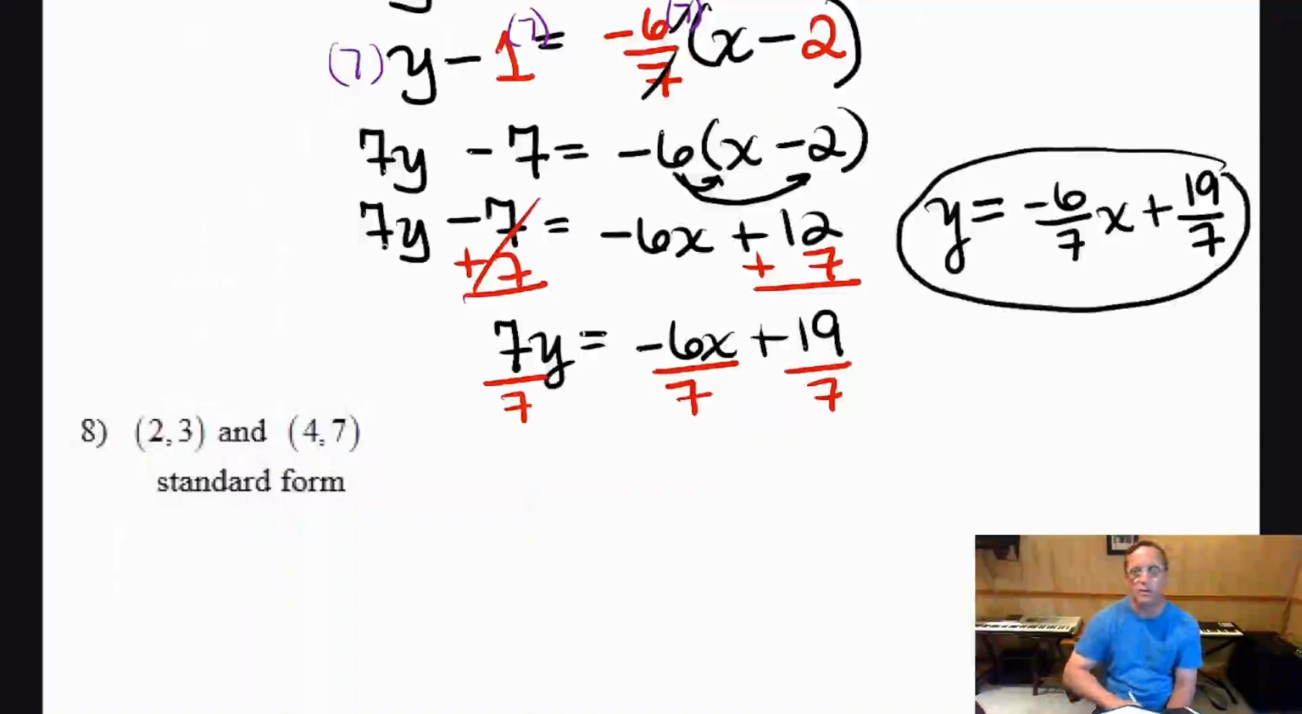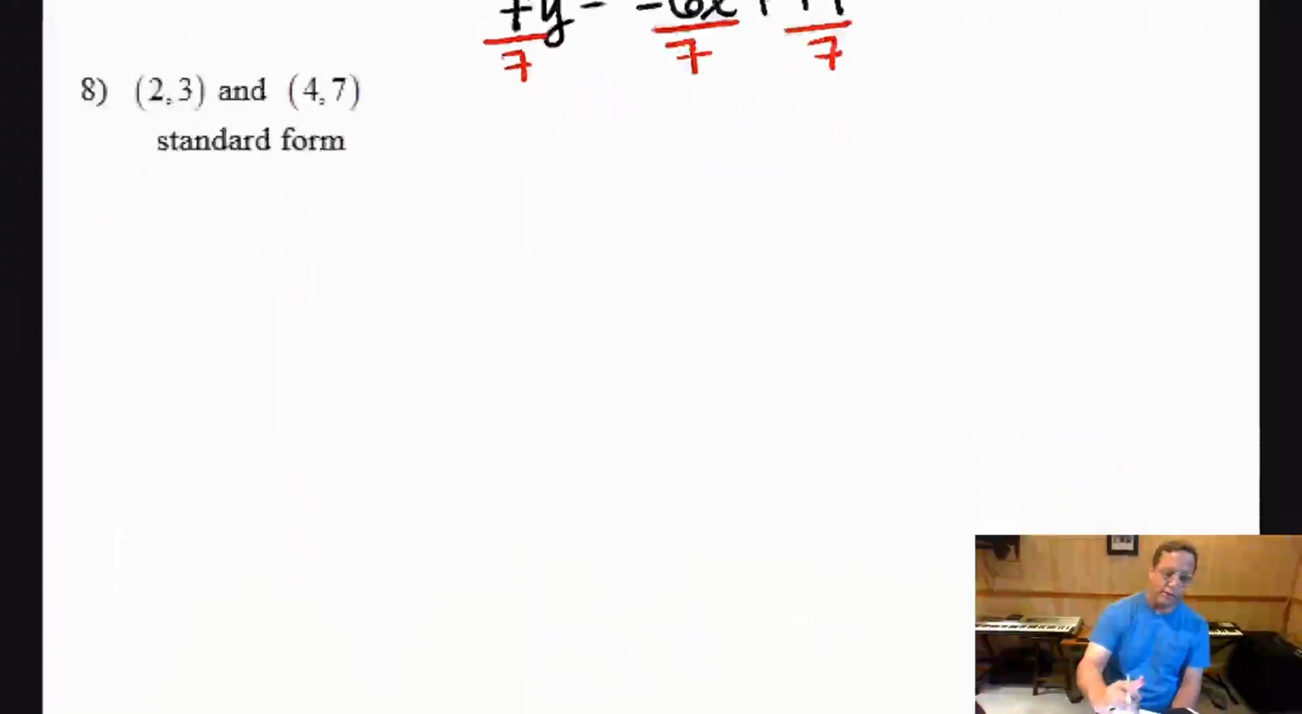It's in slope-intercept form. We've got the slope, negative 6/7, and we got the intercept, which is 2 and 5/7, right? 2 and 5, so it's somewhere between 2 and 3. But 19/7 is fine. All right, standard form.